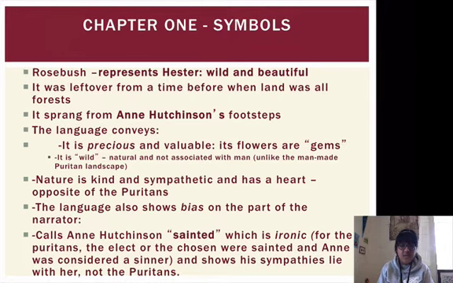This chapter also makes references to Anne Hutchinson, who is called sainted in this chapter, which is of course ironic because we know that she was a dissenter. So we know that this narrator is somewhat sympathetic to Hester, and that also nature is sympathetic to Hester. So basically the language in this chapter shows the bias on the part of the narrator, even though he knows everything about everyone's actions and thoughts in this novel.